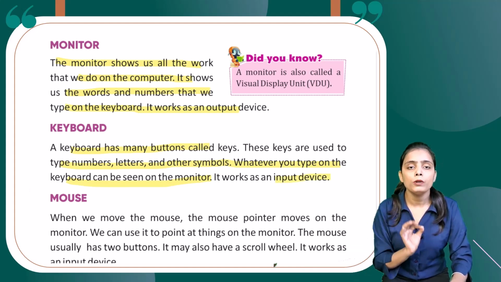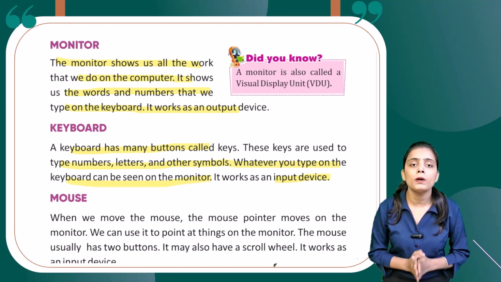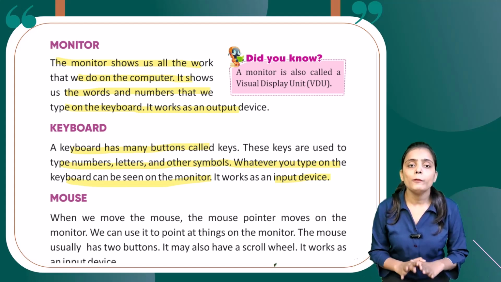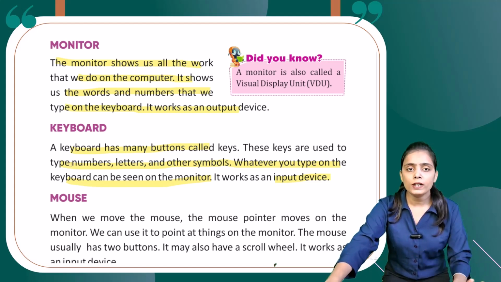Why is it called an input device? Because whatever we are typing on the keyboard, it is visible on the monitor. हम कीबोर्ड पे इनपुट दे रहे हैं और वो कहाँ विजिबल हो रहा है? मॉनिटर. So whatever we are typing on a keyboard is an input for the monitor.